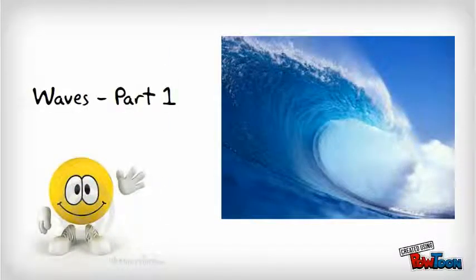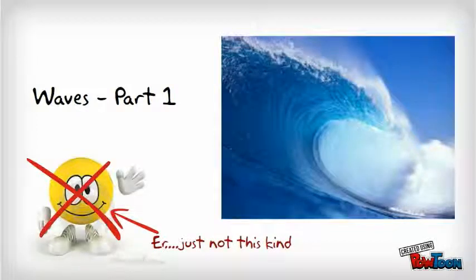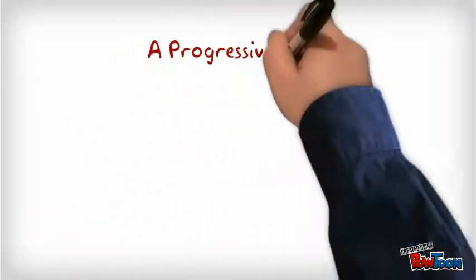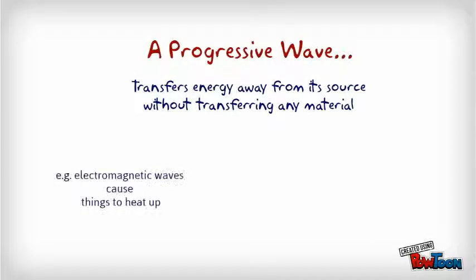Hi, we're about to look at the first part of waves. What is a progressive wave? Well, it's one that transfers energy away from its source without transferring any material.